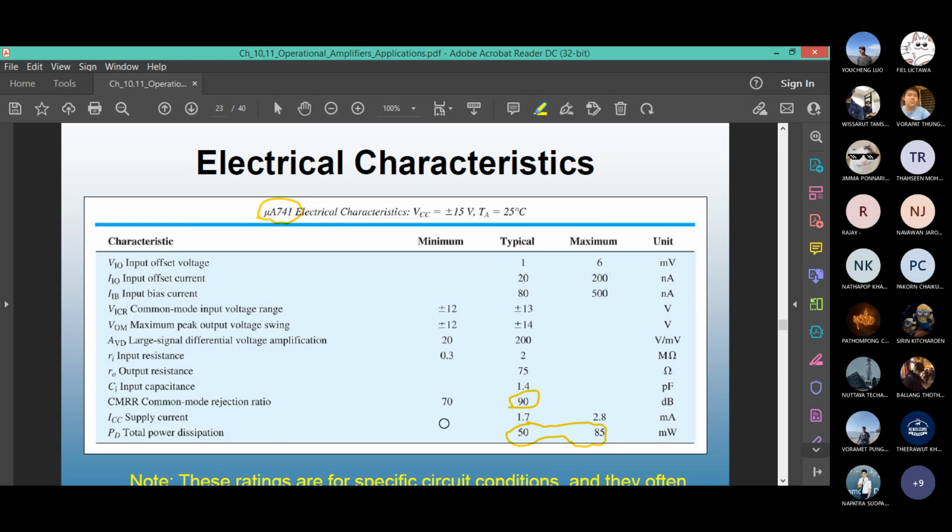What else do we have? Input resistance. Did you see the input resistance? 2 mega ohm. But what is the output resistance? Low output impedance, only 75. This is ohm. This one is mega, this one is just ohm.